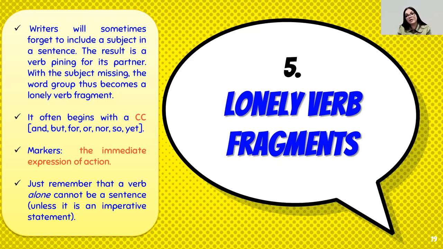Well, what we call fanboys: for, and, nor, but, or, yet, so. Those are the coordinating conjunctions. After the coordinating conjunction, sometimes you will find a verb, sometimes you won't find a coordinating conjunction. So you have the immediate expression of the action.